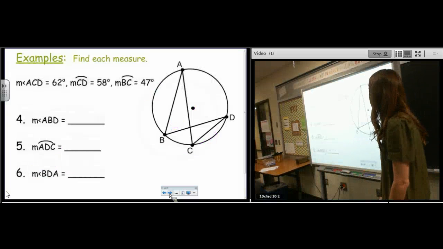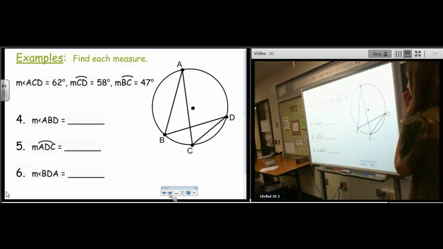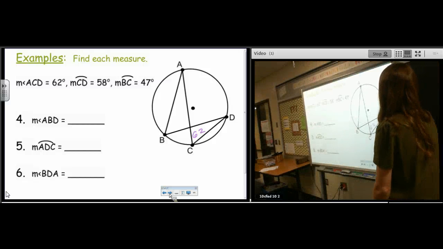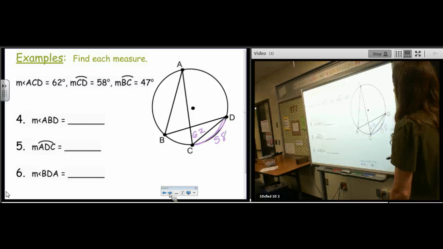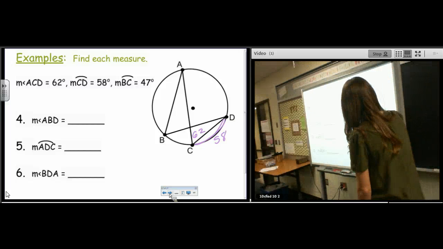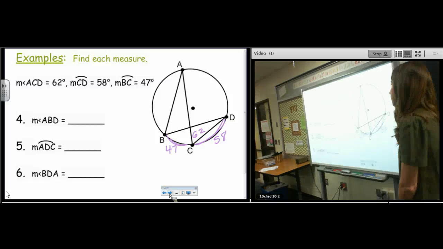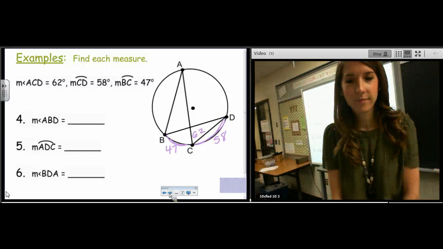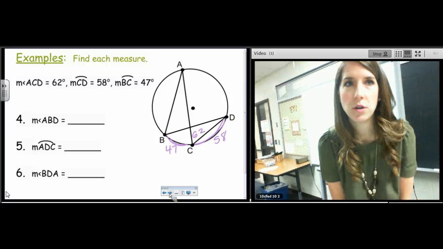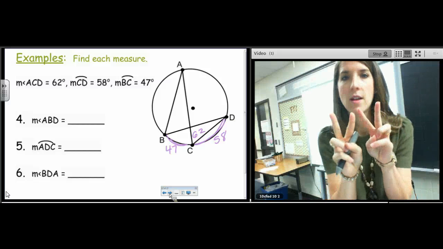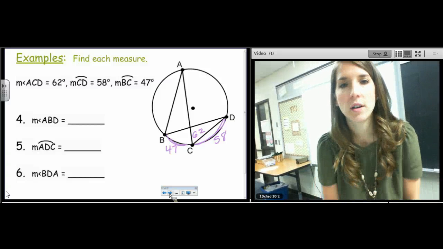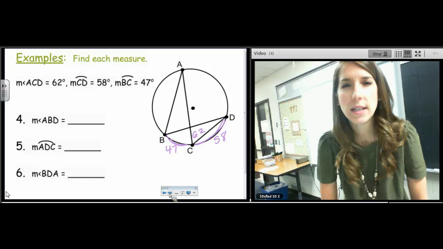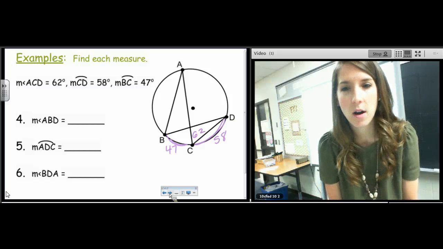Okay. Let's try this one. ACD is 62. Arc CD is 58. And arc BC is 47. Now, what do you think is true when two inscribed angles are opening up to the same exact arc? What do you think is true? When two inscribed angles are opening up to the same arc.